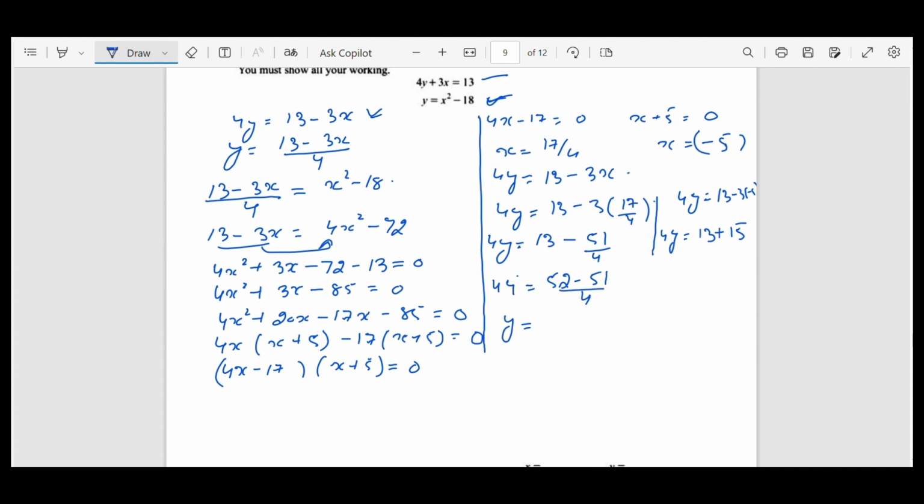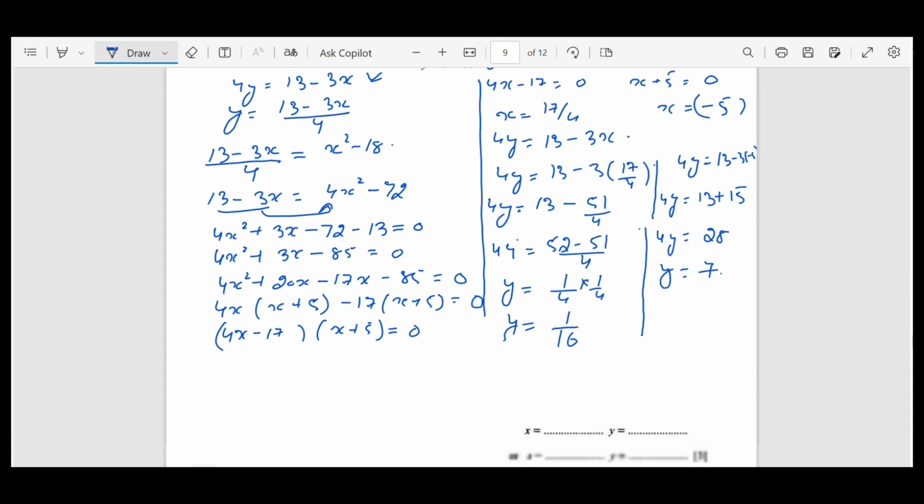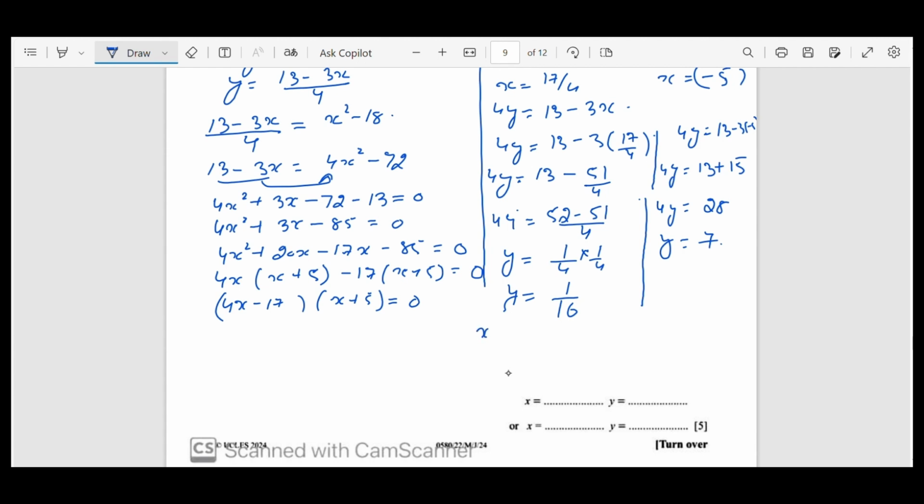and y will be equal to 1 by 4 into 1 by 4. y will be equal to 1 by 16, and here 4y will be equal to 28 and y will be equal to 7. So when x is equal to 17 by 4, y is 1 by 16, and here when x is equal to minus 5, y is 7. So this will be our answer.